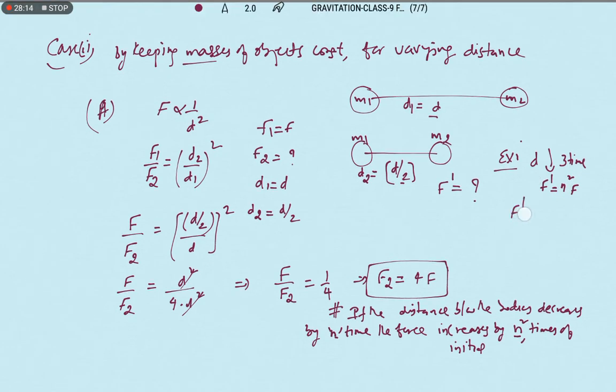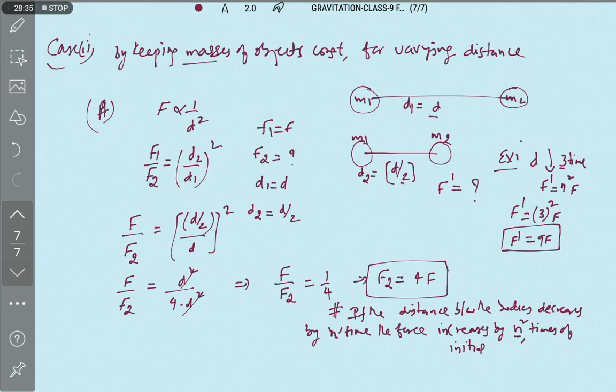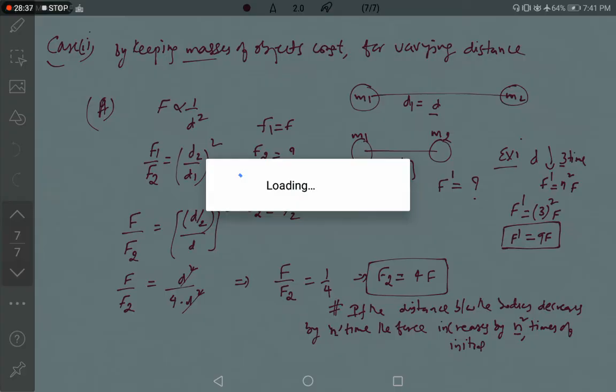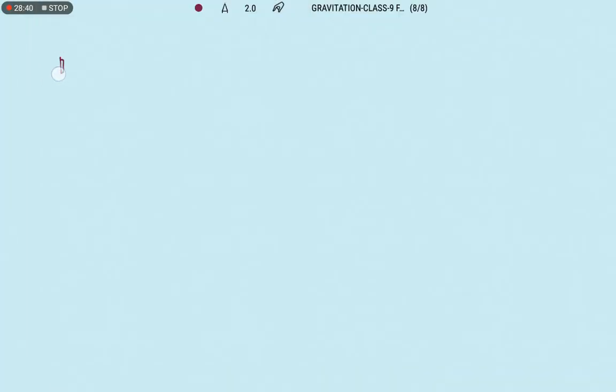For f dash, what is the n value? How many times does the distance decrease? 3 times. So 3 square into f, therefore 9f. That means as the distance between the bodies decreases, the force between them increases by the square of the decrease in the distance. Right. Let us take one more example.